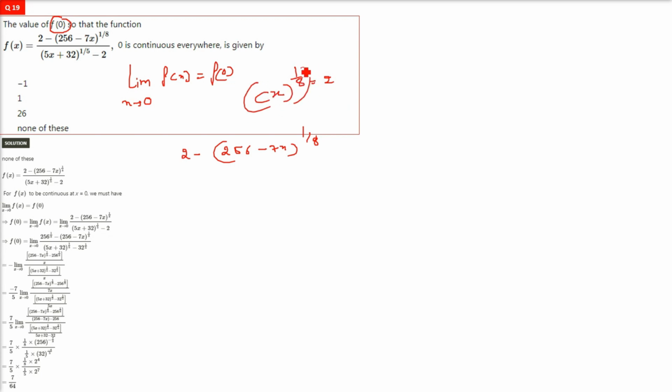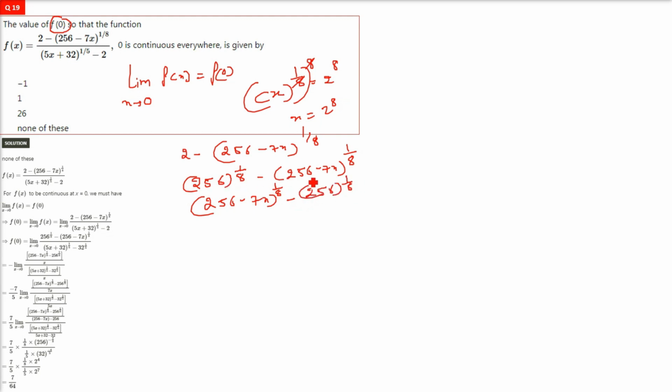So basically you have to raise to the power 8 both sides. So x equals 2 raised 8. 2 raised 8 to the power 1 by 8 is actually 2. So 2 raised 8 is nothing but 256. So 256 to the power 1 by 8 minus 256 minus 7x to the power 1 by 8. Now we can change the place of these two terms just to make it equivalent to the formula we will be applying here. So I am swapping the terms. Since we have swapped, we have a negative sign outside.